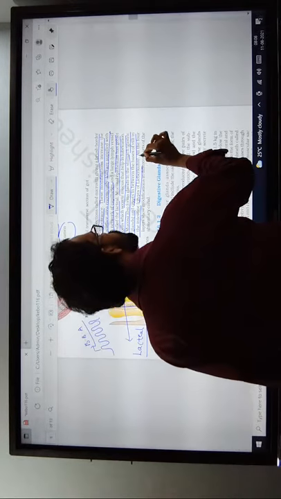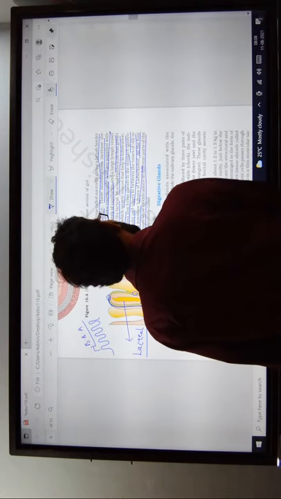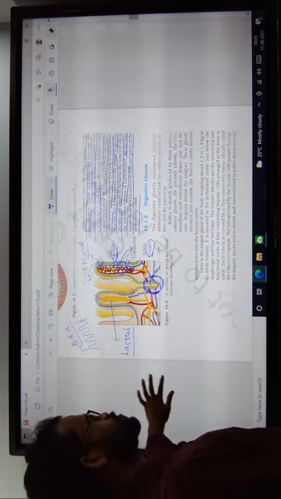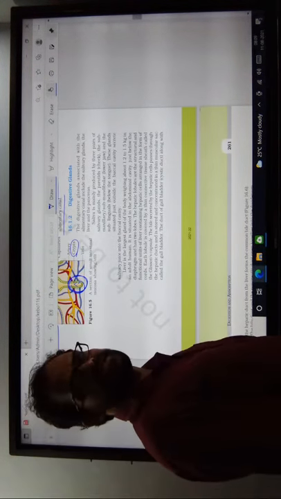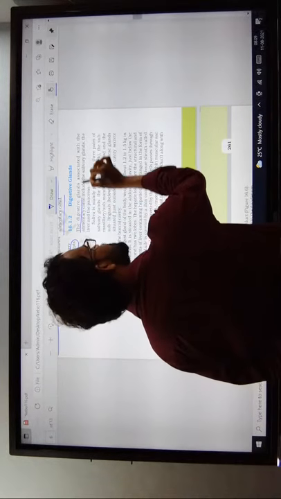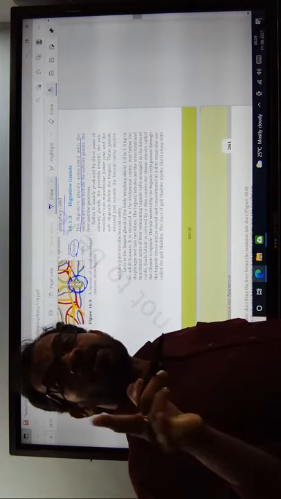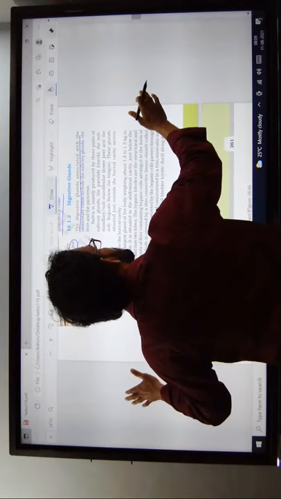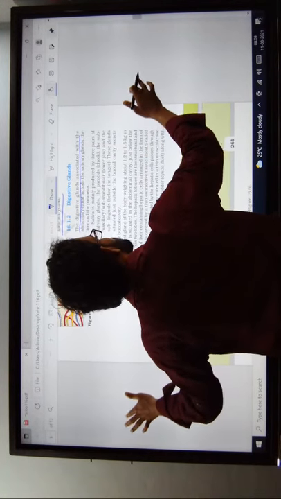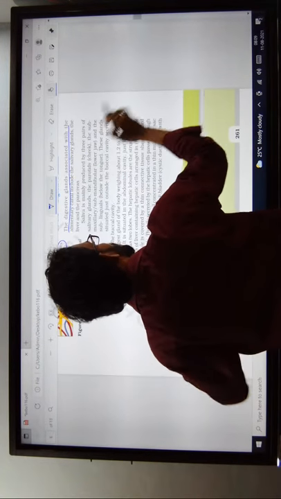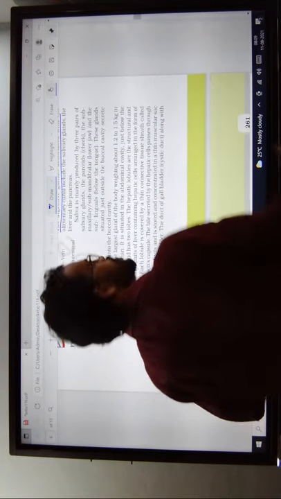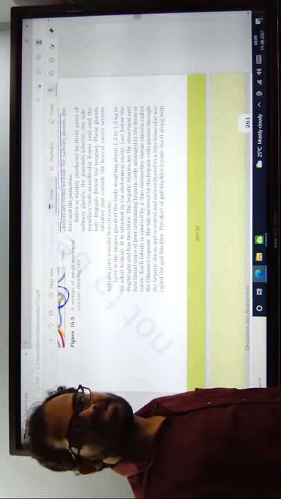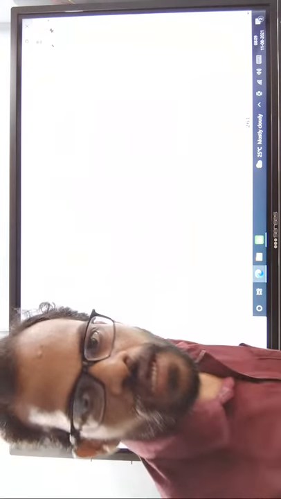Now all four layers are modifications of different parts. Now coming to the digestive glands. What are the digestive glands? The digestive glands are also located along with the alimentary canal.